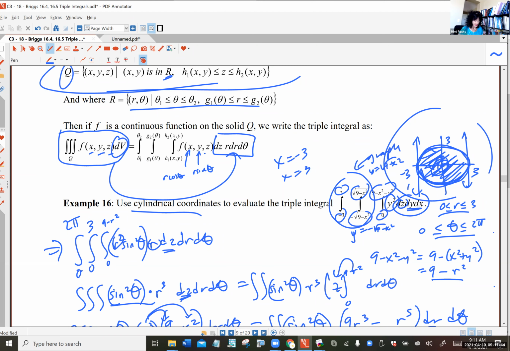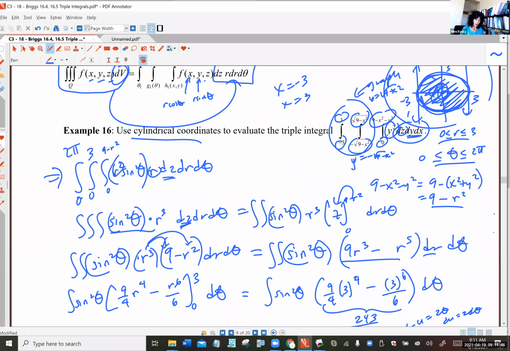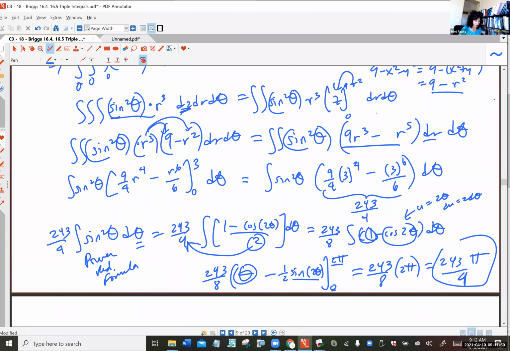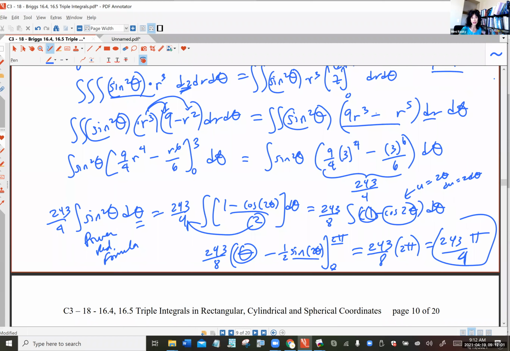Oftentimes, I ask you for it too, to get your full points. And then use your conversion formulas. y squared is r squared sine squared theta. And then when you were trying to figure out the limits for z, 9 minus x squared minus y squared just easily got rewritten as 9 minus r squared. And then integrate, integrate. And if you need the power reduction formula, don't forget it.